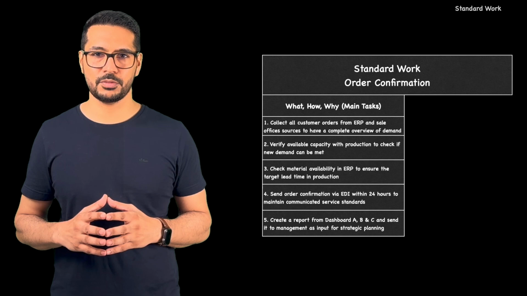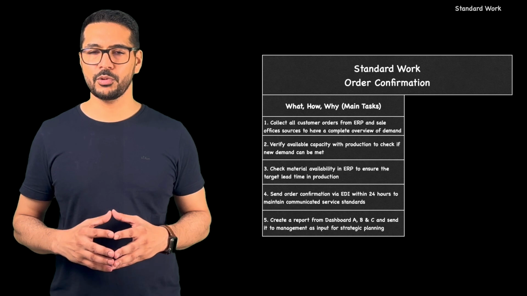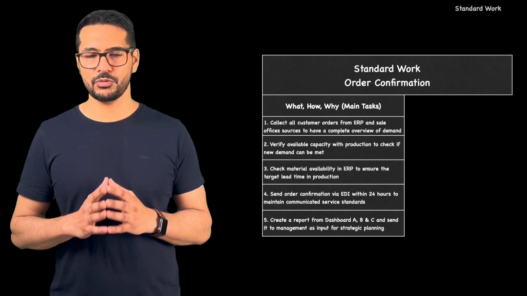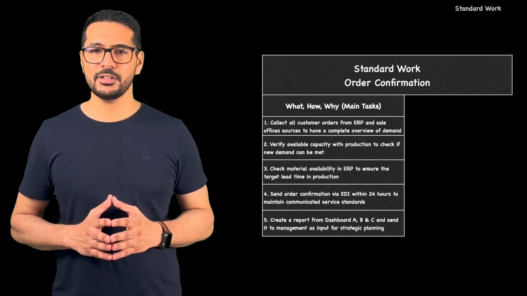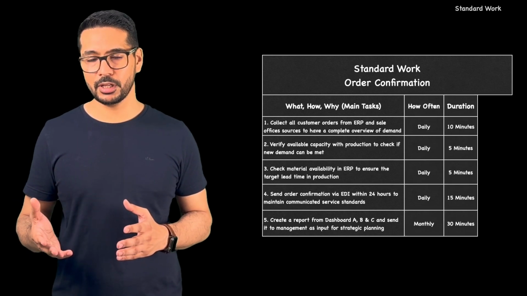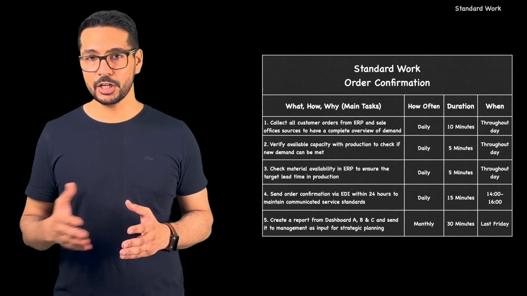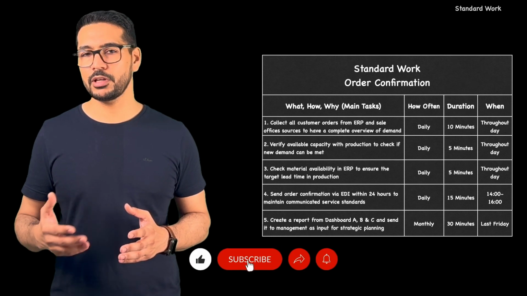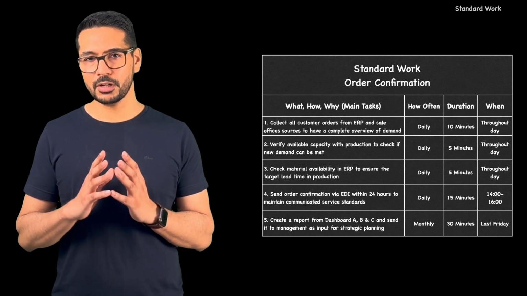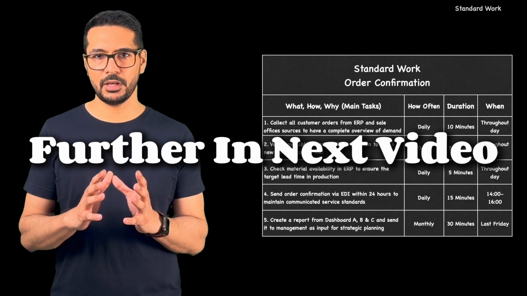So then the customer confirmation is sent. The last activity is to create the reports from dashboards. So these are the main 5 activities which we have covered in this standard work. After that we can add the columns. The columns could be how often we have to perform these tasks, how long ideally it should take, and when we have to perform them. So this is a very simple example of how, for the order confirmation area or process, we can define a very simple one-page standard work.